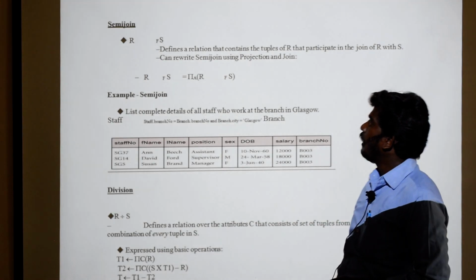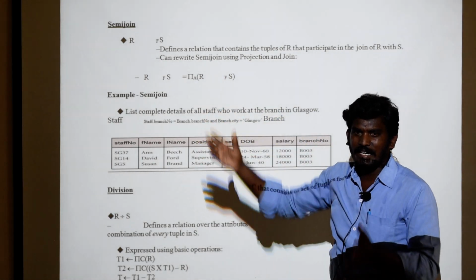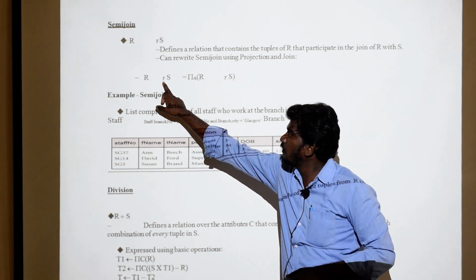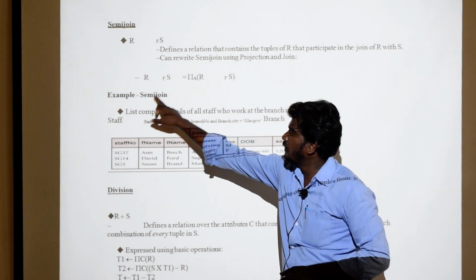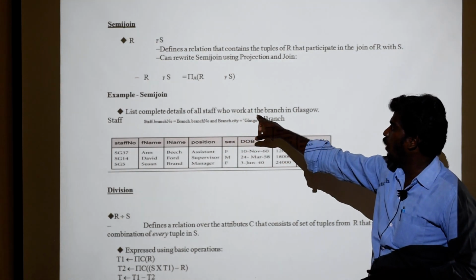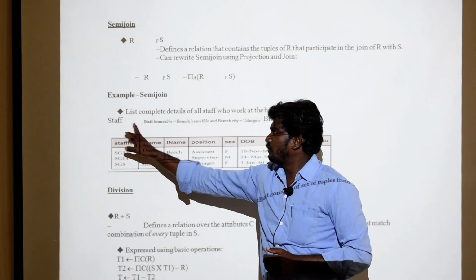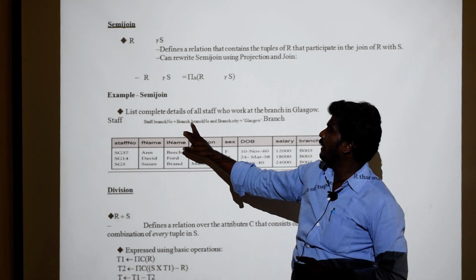Move on to the next one, semi-join. It is the same process as your theta function, and it is the same reversing process also. Then the functions are subtracted: pi symbol of A, then R semi-join S. The example is: list the complete details of all staff who work in the branch in Glasgow. So staff.branchName equal to branch.branchName.